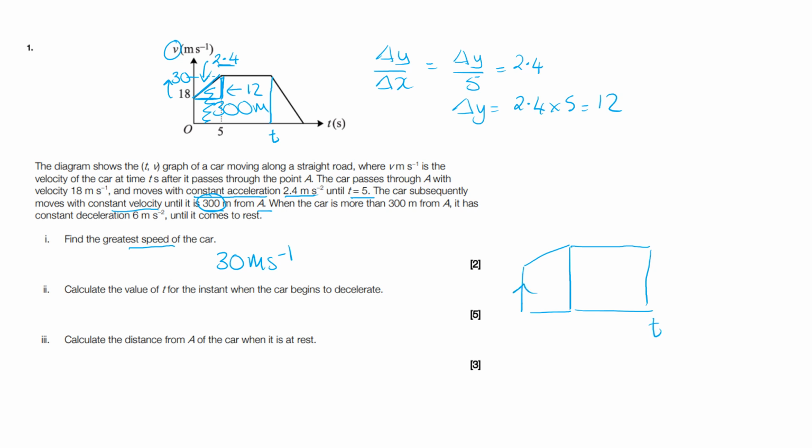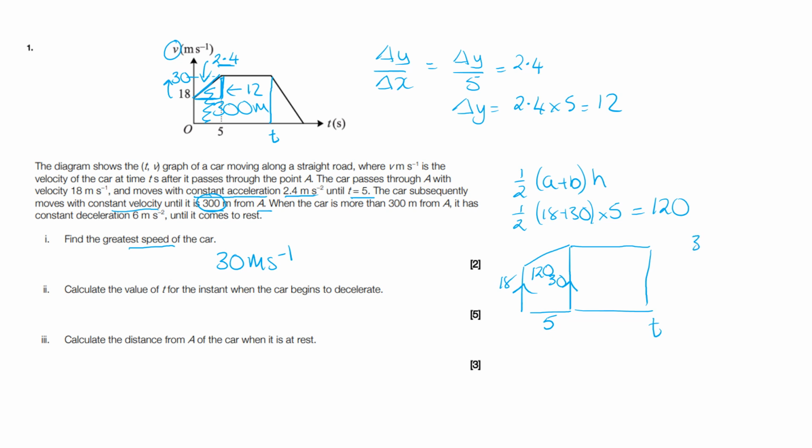So the first shape is a trapezium. There's the parallel sides. 5 is the distance between them, and we've got 18 and 30. So the formula for the area of a trapezium is half times (a plus b) times h, where a and b are the parallel sides, and h is the distance between them. So filling that in, it's going to be half times (18 plus 30) times 5. Now if you do that, that comes out to be 120. So it's 120 meters for the first 5 seconds.